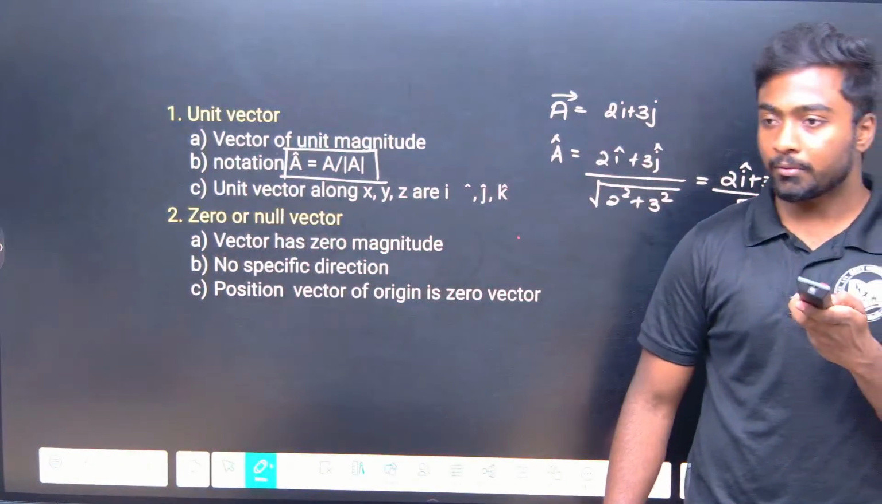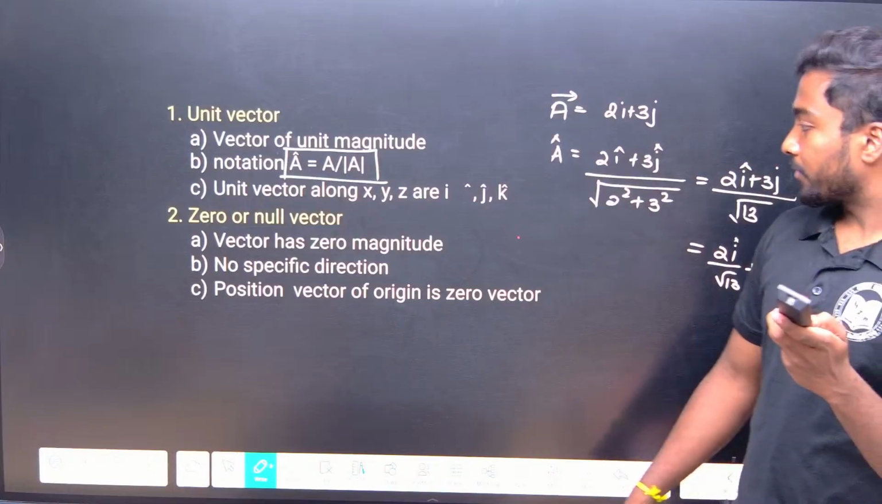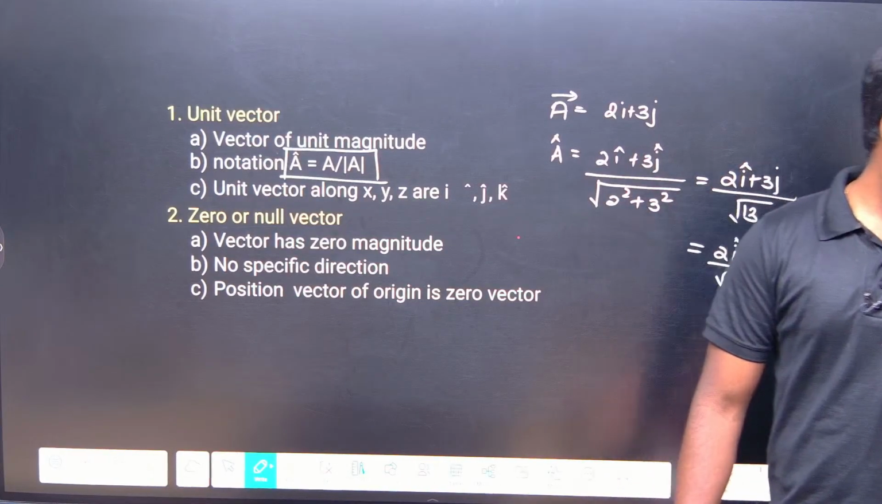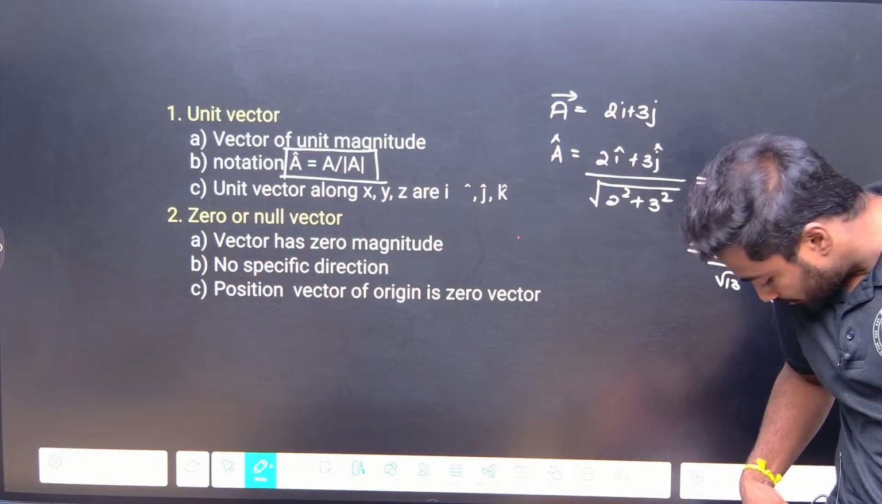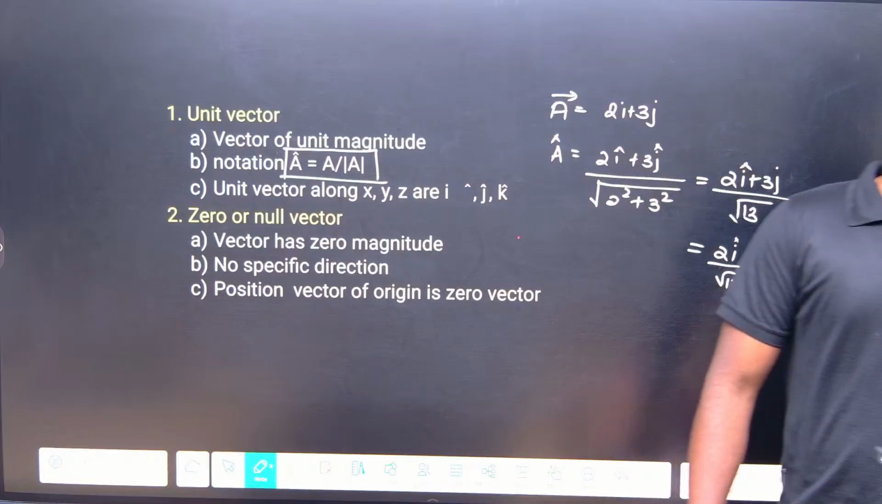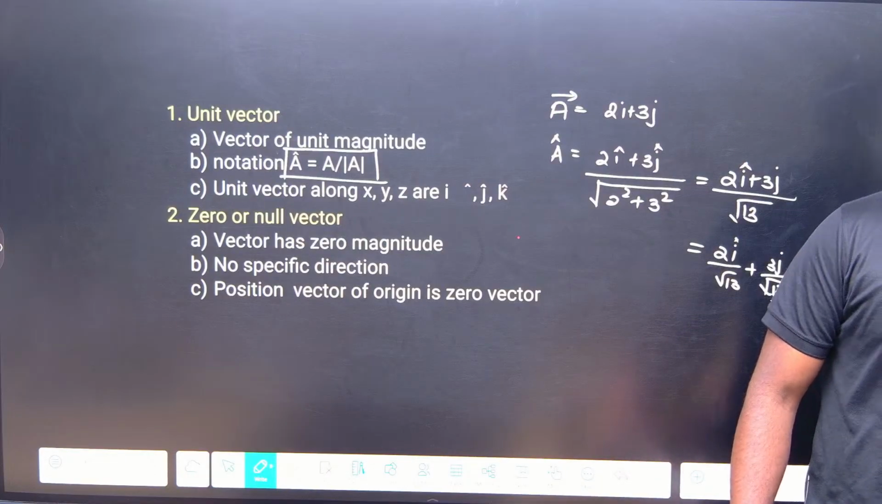Which one? For which one? Null vector 0 comma 0 comma 0, no? Yeah. Which one?